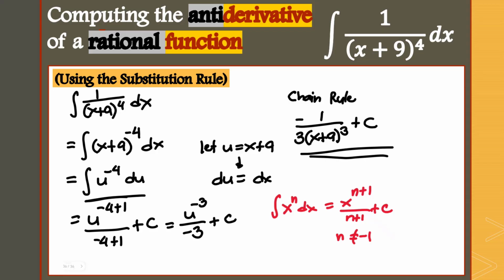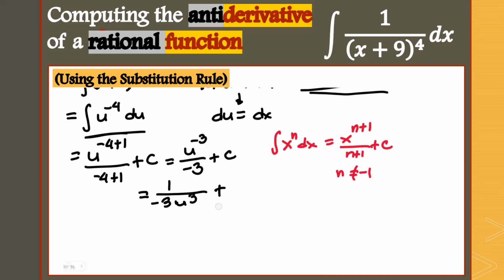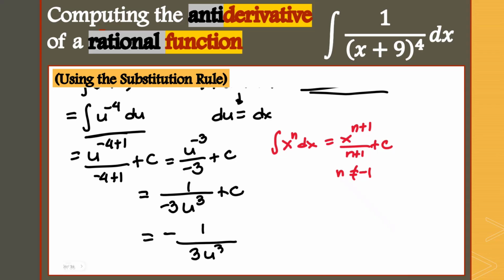We don't want negative exponents for our u, so we can bring it down. You will have here 1 over -3, u cubed plus c. Let me rewrite that. So that's actually again 1 over -3 u cubed, now positive, plus c. Or you can place the negative at the numerator, -1 over 3 u to the power of 3 plus c.